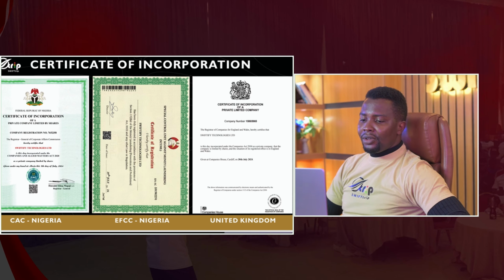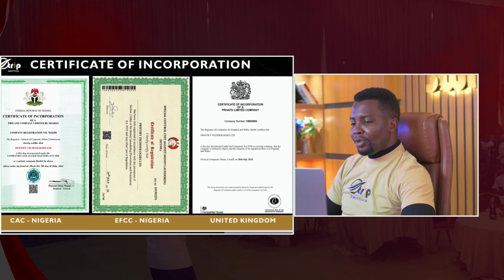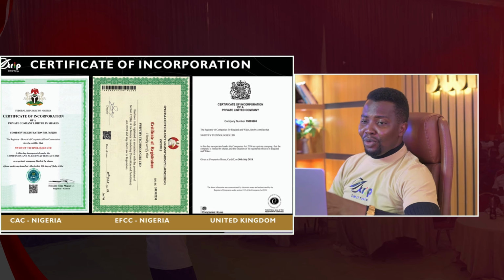CAC certificate Nigeria is given, the United Kingdom certificate is given. Do we need this? Do we need it now? No. What we need, this is not in Nigeria, I am here talking. That's what I need now. Any other person can buy shares wherever they are. I don't need an Italy certificate before I have shareholders of SWIFTtrip in Italy.